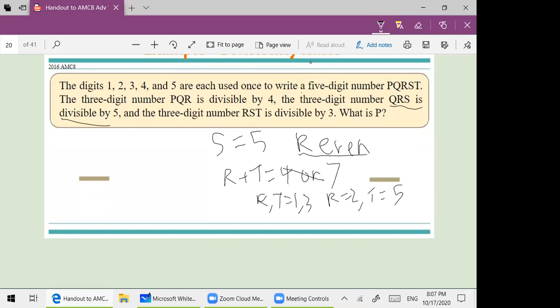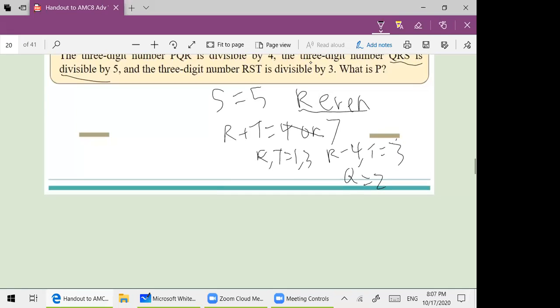So now you know that QR is divisible by 4, so Q equals 2. Oh wait, sorry, not this. R equals 4, T equals 3, and so Q equals 2. And then this means that P is the only digit left, which is 1.